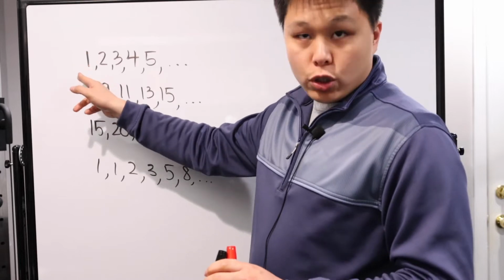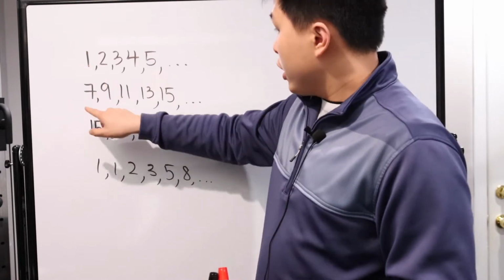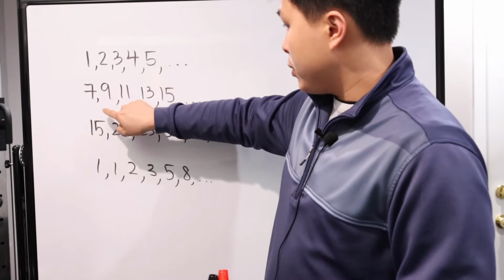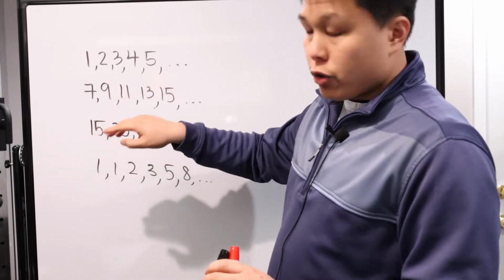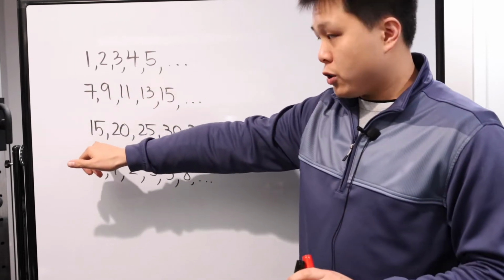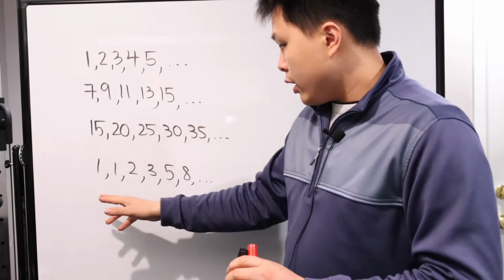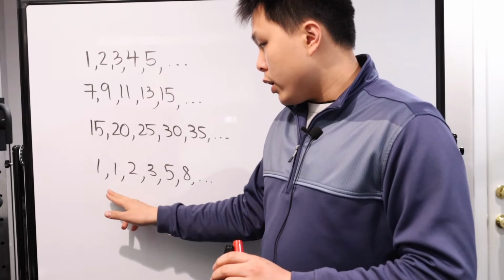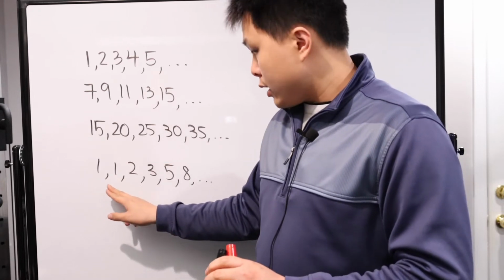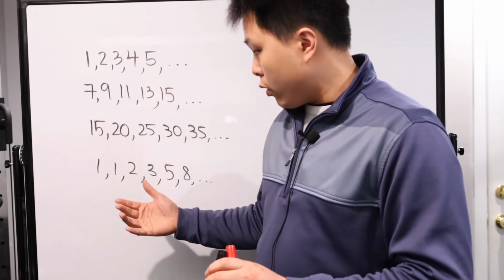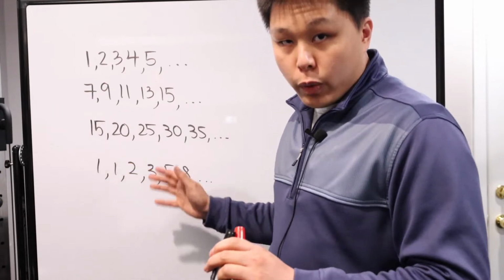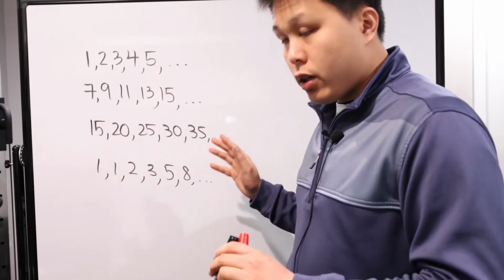Same here. Notice that it doesn't have to start with 1. It can start with any numbers. Here we have 7 as our first term, 9 as our second term, 11 as our third, and so on and so forth. And here's another one. Well, guess what? Just because the first term is 1 doesn't mean the second term can't be 1 as well, right? It doesn't have to always be different. This one is another sequence.